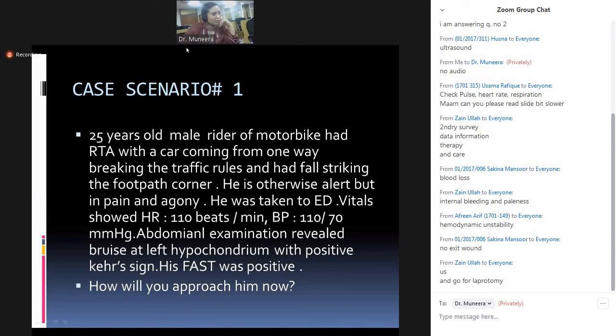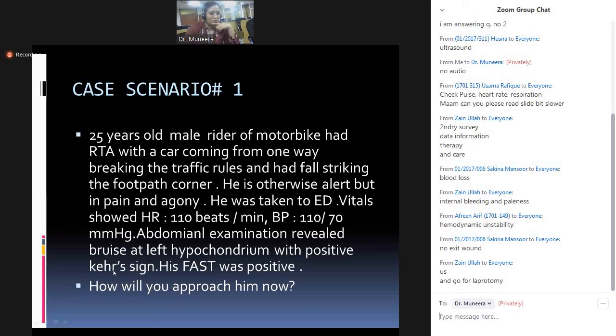Good answers. So as we know, the patient is not hemodynamically stable. Heart rate is 110. Now this 110 could be because of pain, right? Because he had a fall. But he's maintaining blood pressure, which means perfusion is good. But remember, he has a bruise in the left hypochondrium. That means something is fishy at the left hypochondrial region, and the occupant of the left hypochondrium is the spleen. So you have a positive Kehr's sign.